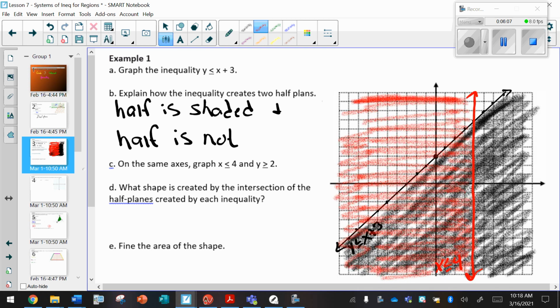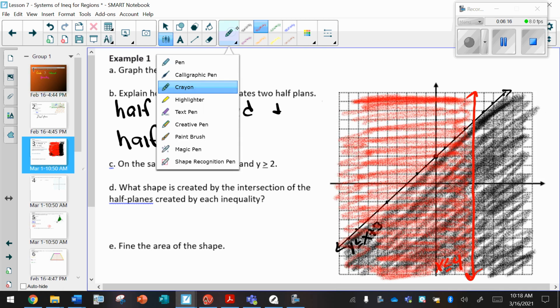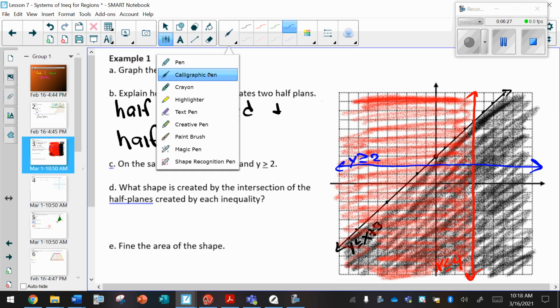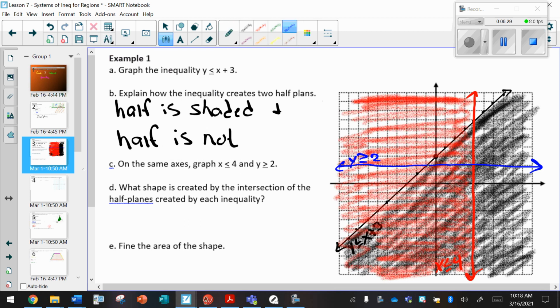All the stuff on this side. And then y is greater than or equal to 2 would be a horizontal line through a y value of 2. So there's my line, y is greater than or equal to 2. Get my blue crayon. And that's everything up there.